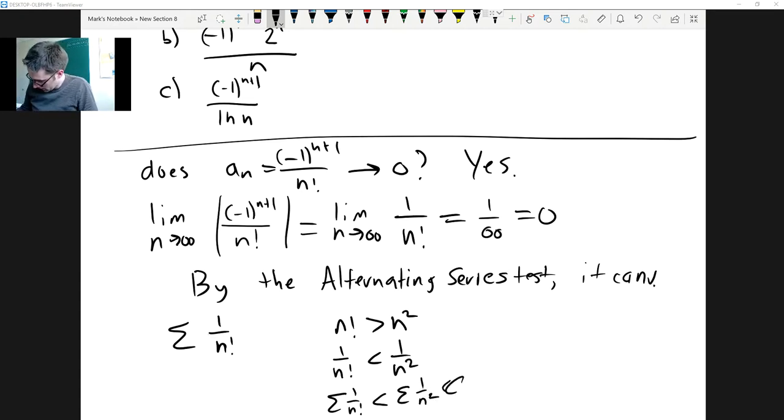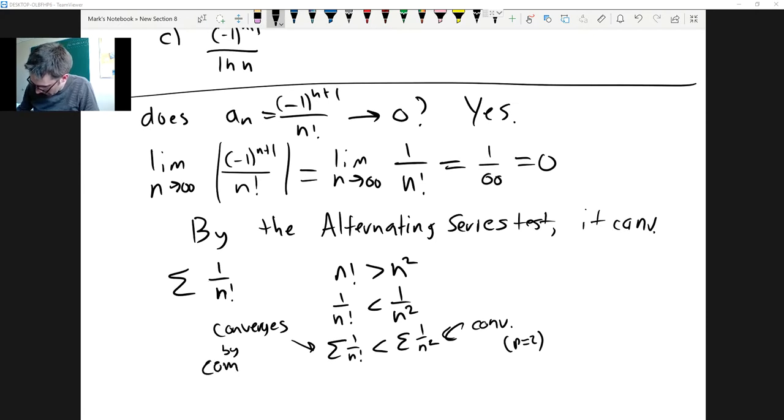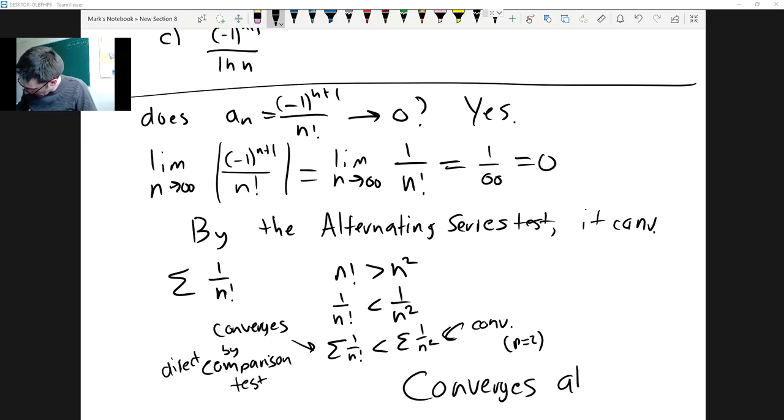But we know that converges. Right? That's just a p series with p equals 2. And so this must converge as well. And that's by the comparison test. And it was a direct comparison. Okay, so we just checked 2 things. We checked when it alternates back and forth, it converges. And we showed that when it doesn't alternate back and forth, it converges also. If it converges both ways, then we would conclude that it converges absolutely.